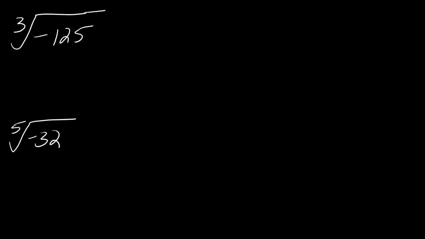So what about the cube root of negative 125? What can I multiply together 3 times to get negative 125? Well, I can multiply negative 5 times negative 5 times negative 5. That'll totally get me negative 125. So odd roots of negative numbers exist.